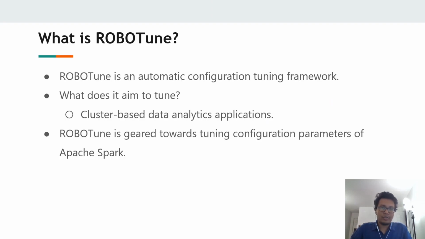So what is ROBOTune? ROBOTune is an automatic configuration tuning framework. What does it aim to tune? ROBOTune aims to tune cluster-based data analytics applications. Specifically, ROBOTune is geared towards tuning configuration parameters of Apache Spark.